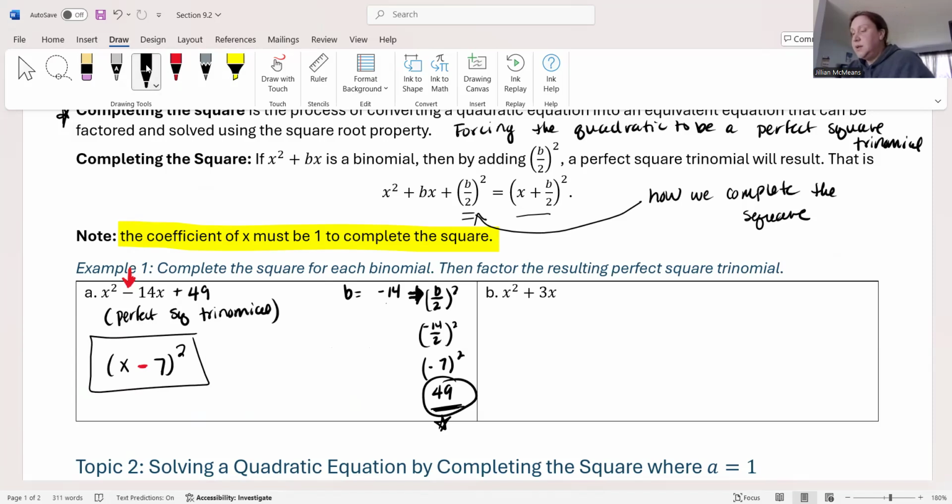So let's do another one. So we have x squared plus 3x. Well, b is 3. We now want to find b over 2 squared. Well, b over 2 is 3 over 2. And then if we square it, we get 9/4. So, ew, we have a fraction. Nobody loves fractions, but it's actually not hard in this case. We want to go ahead and add 9/4 to this binomial. That makes it a perfect square trinomial.